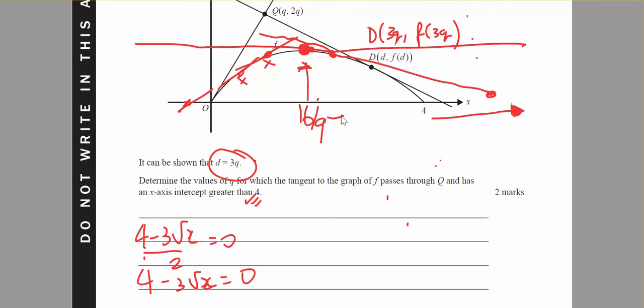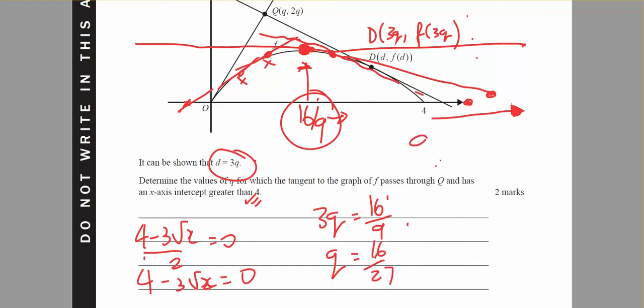And then if I go bigger than 16 on 9, I'm going to have a tangent that will have an x-intercept greater than 4. So the smallest value that 3q can equal is 16 on 9. Therefore, the smallest value that q could be is 16 on 27. So I think my answer is so far 16 on 27 is the smallest value, but it can't equal it.